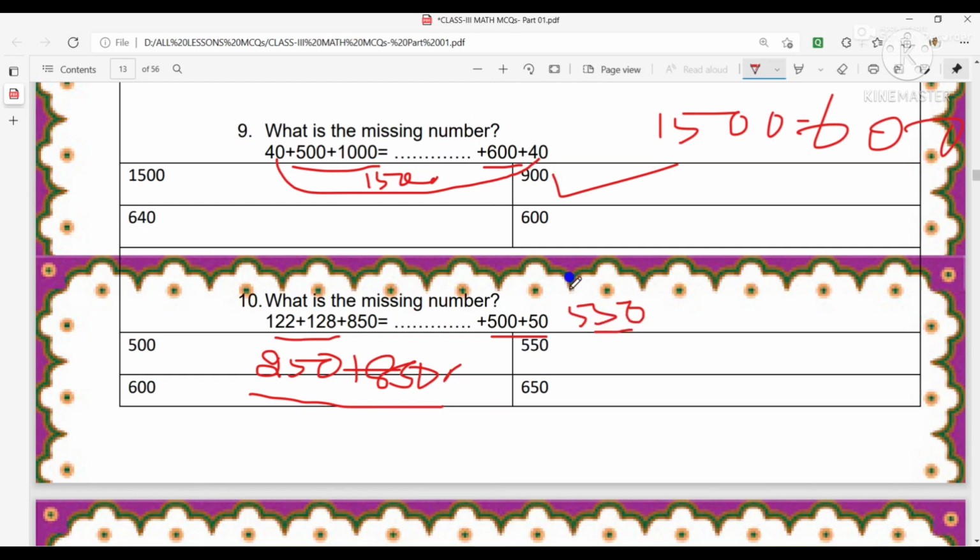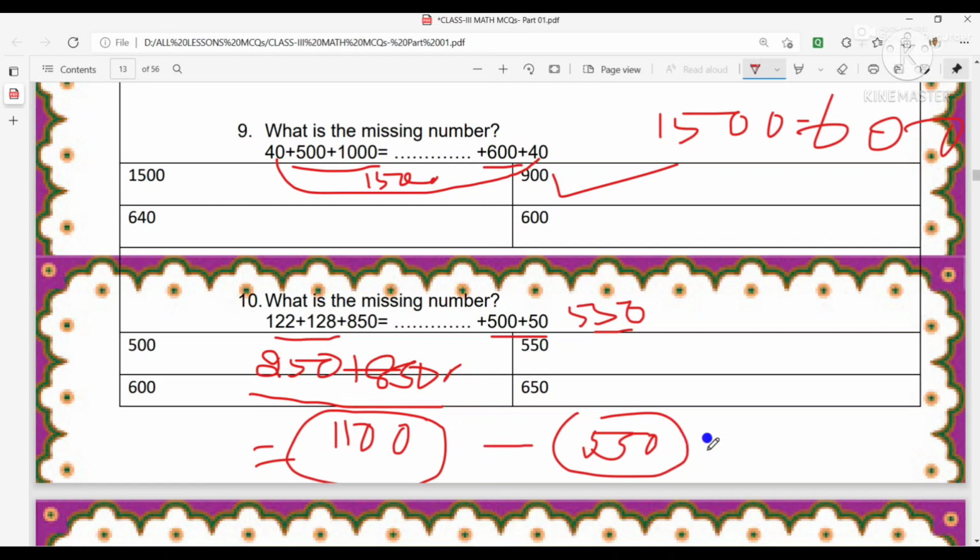So how much less is this side from this side? If you add these two numbers, we get 200 plus 800, 1000, plus 50 plus 50, 100. So total 1100. This side 550. So how much less is 550 than 1100? So we have to subtract. Then we will get 550. Right? So this one will be the answer.